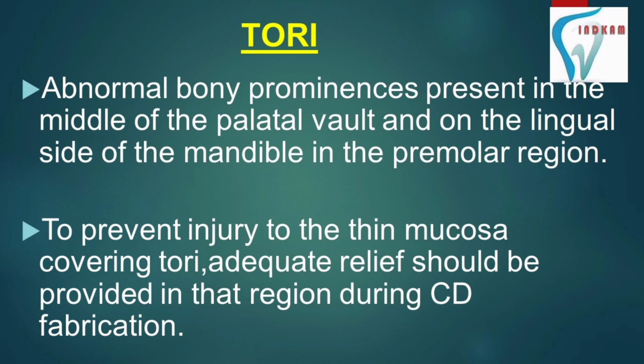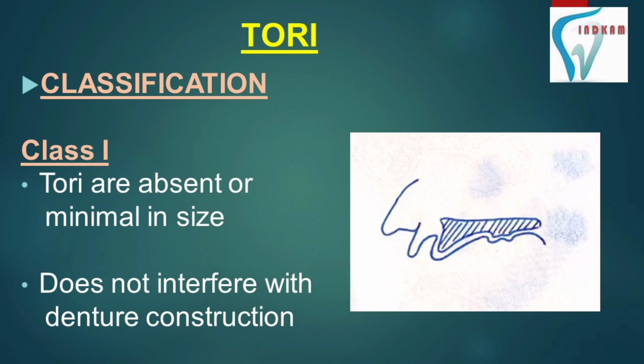Tori. Tori are abnormal bony prominences present in the middle of the palatal wall and on the lingual side of the mandible in the premolar region. To prevent injury to the thin mucosa covering tori, adequate relief should be provided in that region during CD fabrication. Tori is classified into three classes.